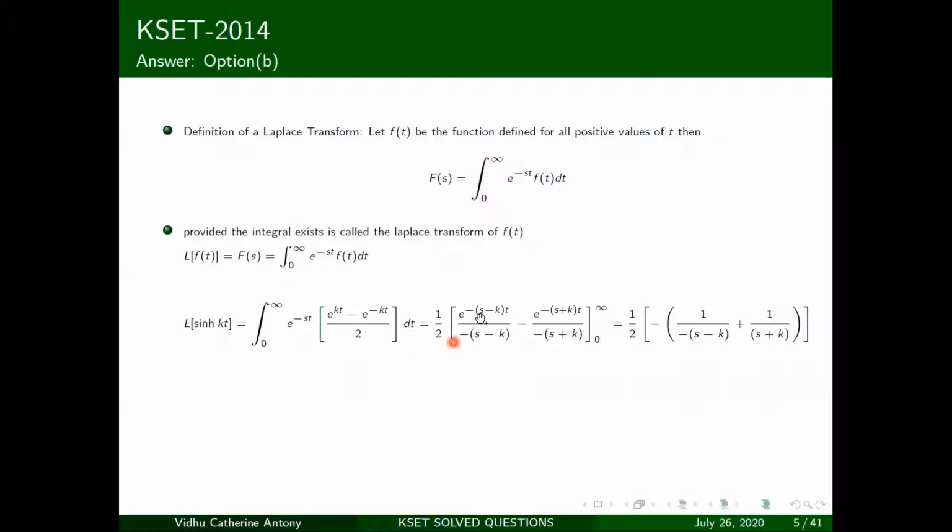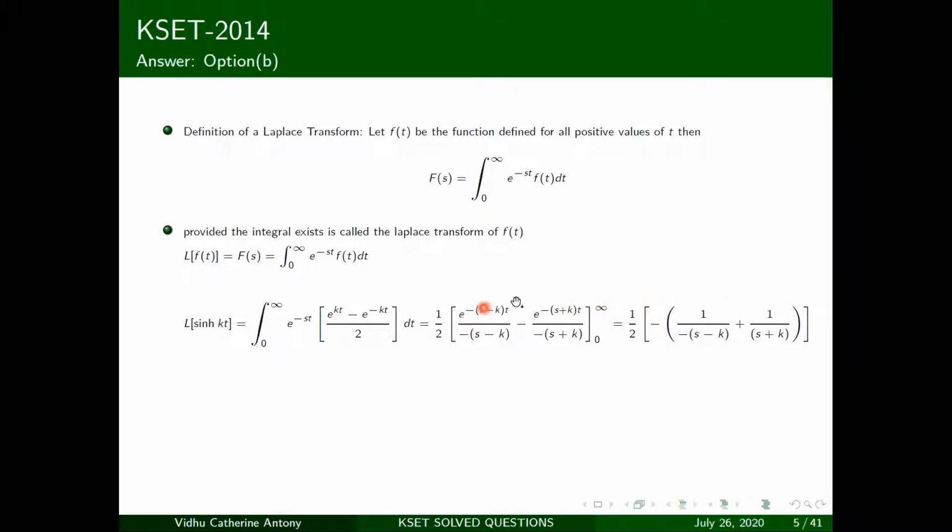So you have 1 divided by 2, e to the power of minus (s minus k)t divided by minus (s minus k)t. That's your integral of your exponential. Okay. You have e to the power of minus (s plus k)t divided by minus (s plus k), from 0 to infinity. So you have to calculate this out. So what do you have here?